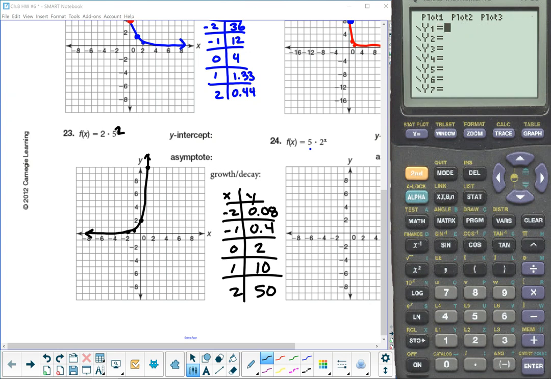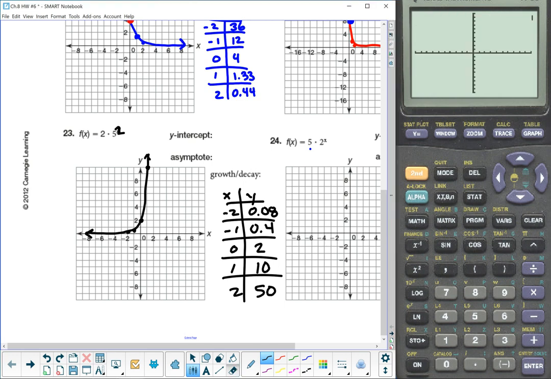Okay, and again, if you graph 2 times 5 to the x power, it looks like that. This is definitely a growth because it's growing. It starts off small, but it gets big. The y-intercept is always going to be where x equals 0.